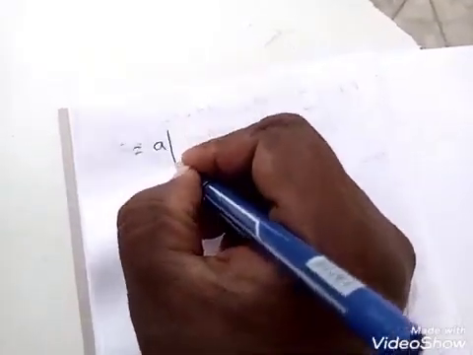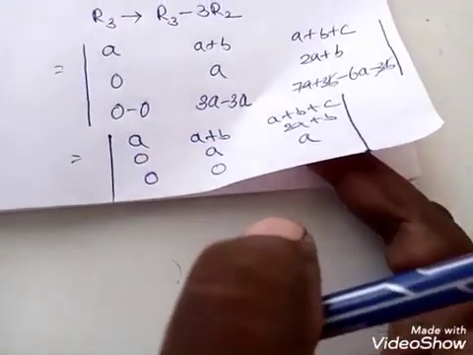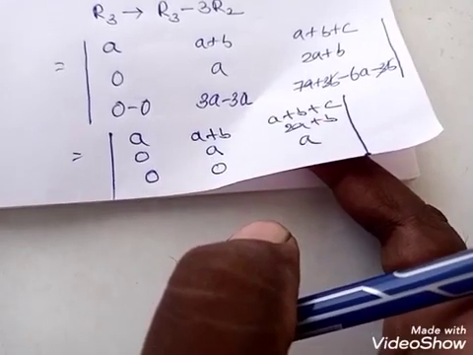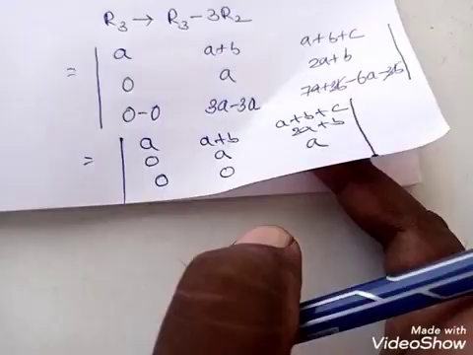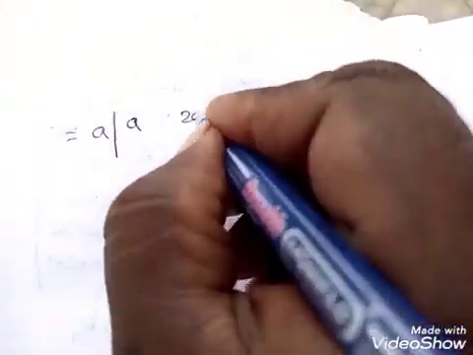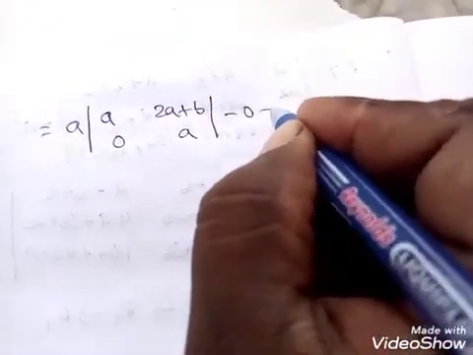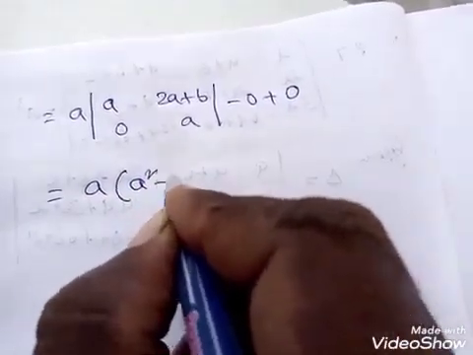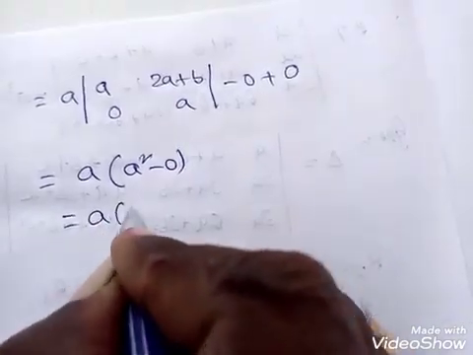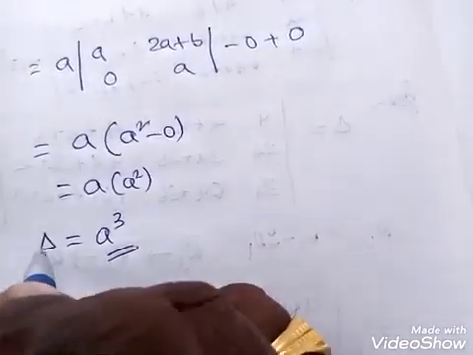Det of, removing this row and column, what are you going to get? This one is 2a plus b, a, 2a plus b, and 0, a, and minus 0 plus 0. That is equal to a into, if you expand this one, a squared minus 0, that is equal to a into a squared, that is equal to a cubed. This is the delta they asked for, this one only, no?